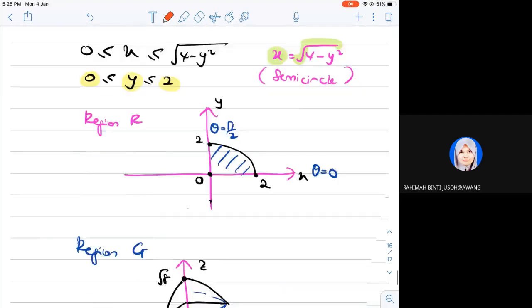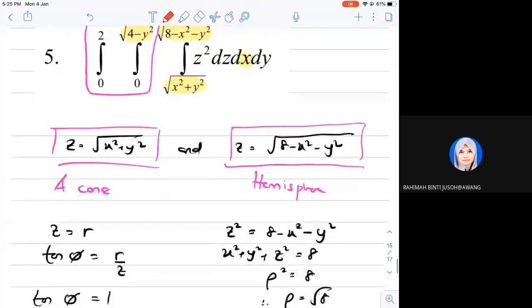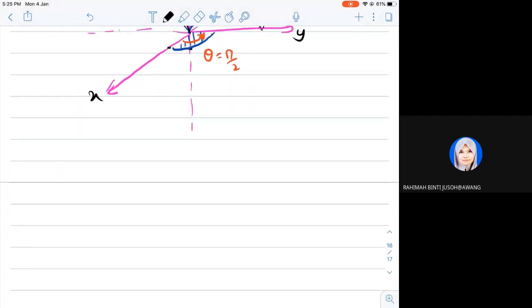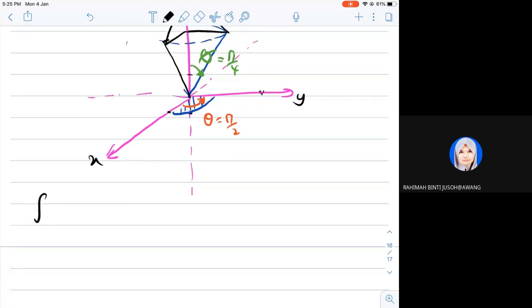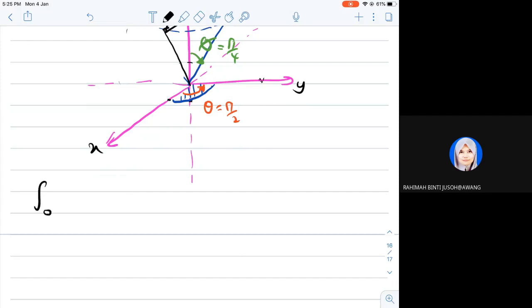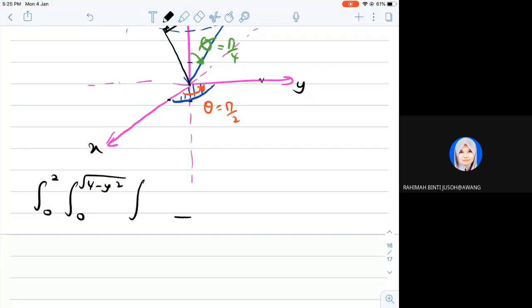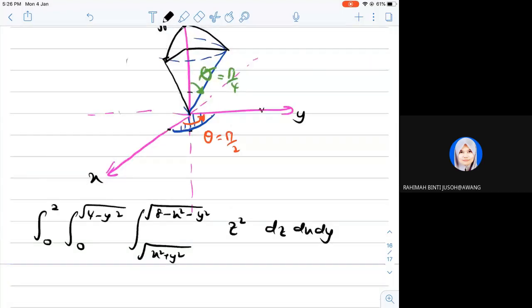So, dia nak apa soalan ni sebenarnya? Oh, dia suruh convert. Okay, okay, okay. So, we will have soalan ni tadi, 0 until 2. And then 0 until square root of 4 minus y squared. And then square root of x squared plus y squared. And then this one, 8 minus x squared minus y squared. And then this one, we have z squared. Dz, dx, dy. Okay. So, dz, dx, dy.